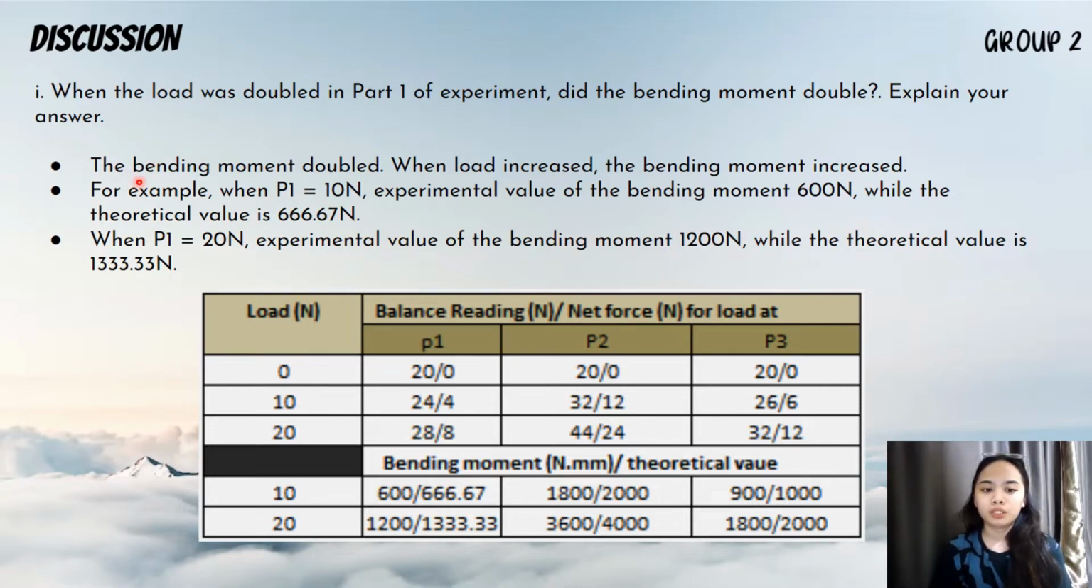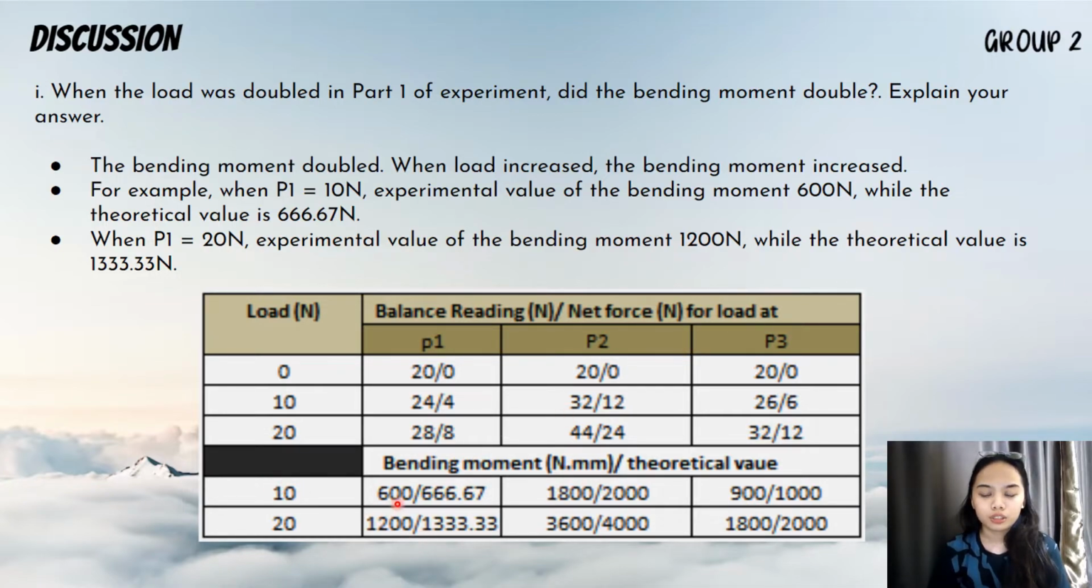Firstly, the bending moment indeed doubled, because when the load increased, the bending moment also increased. For example, when P1 equals 10 Newton, the experimental value of the bending moment is 600, while the theoretical value is 666.67. And when P2 equals 20 Newton, the experimental value of the bending moment is 1200 Newton, which is double the 600 Newton from when P1 equals 10 Newton.